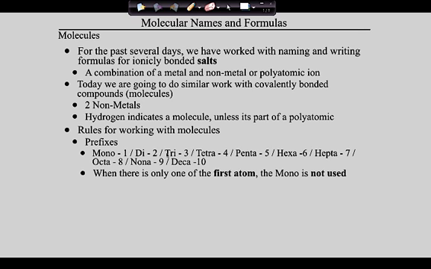And then guys, we also know that carbon dioxide is not carbon dioxygen, because the other rule carries over from the salts. You drop the ending of the second element and add IDE. But that's not new. It's just the same as the salts.